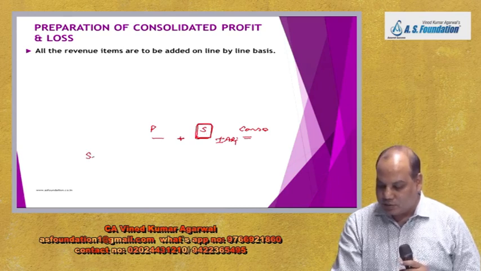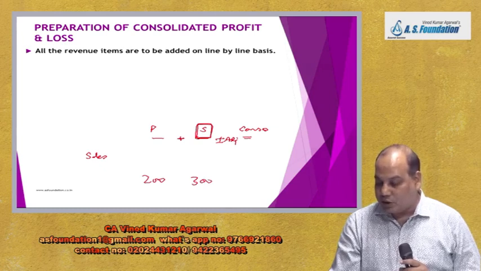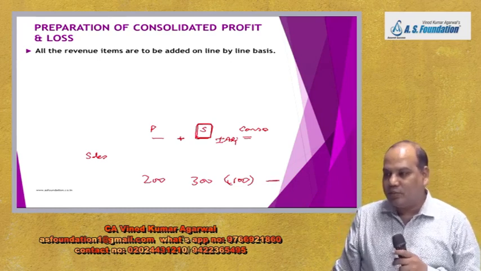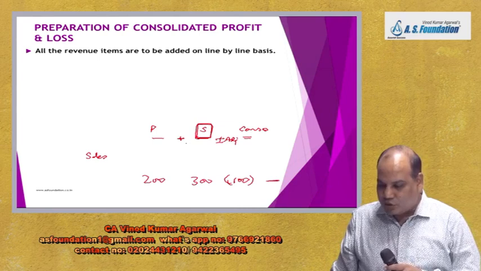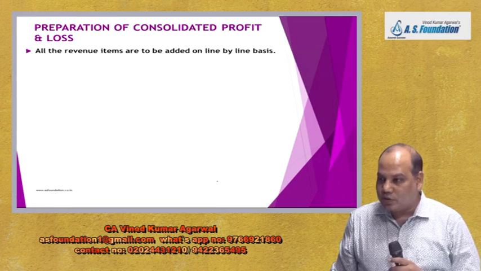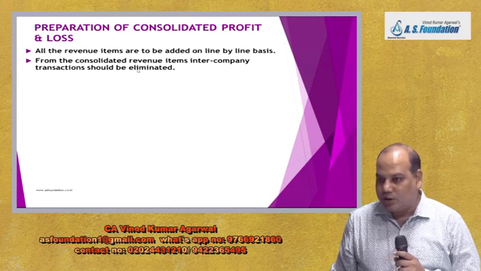Like for example, sales of parent is suppose given 200 crore, subsidiary 300 crore. But they have also mentioned that out of 300 crore, 100 crore was sold to the parent. So minus 100. And then write the net amount here. Okay. Cost of goods sold will be adjusted also for purchase, unrealized profit on stock, etc. So all the revenue items will be added on line by line basis. Keep in mind, any intercompany transactions will be eliminated.